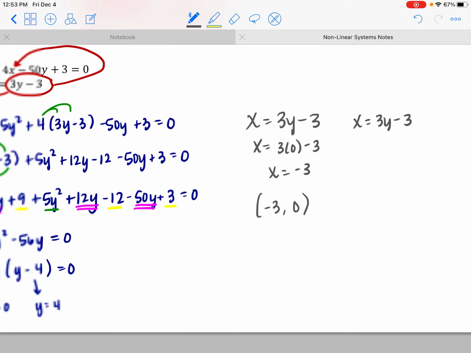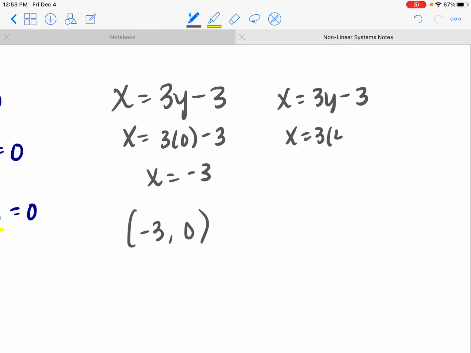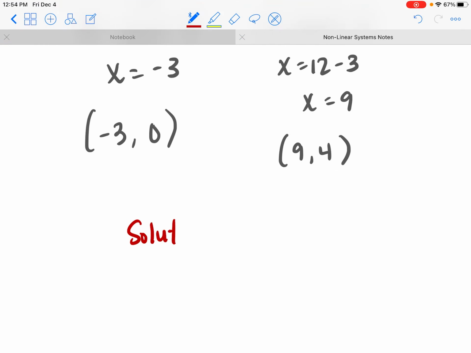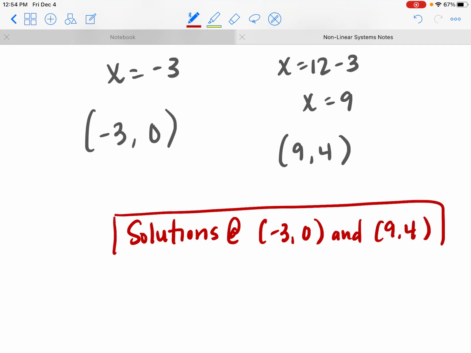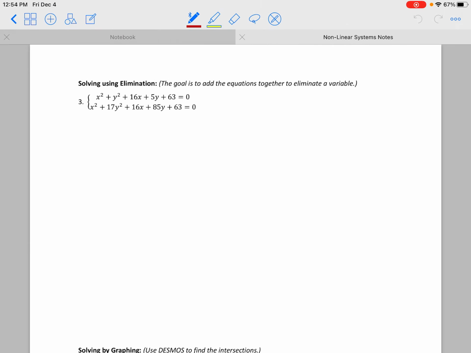This time we're going to plug in 4. So 3 times 4 minus 3, that's going to be 12 minus 3, which is 9. So when y is 4, x is 9, or when x is 9, y is 4, means we've got two solutions here. So we have 2 points where these graphs would cross. We have solutions at (negative 3, 0) and at (9, 4). So if I plug both of those points into both equations, it's going to give me true statements, or if I graphed, those are the 2 points where these two graphs would cross.